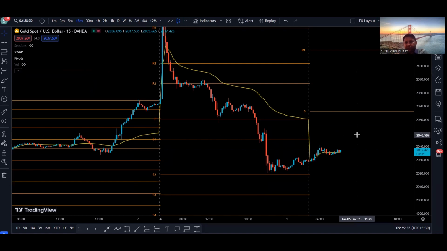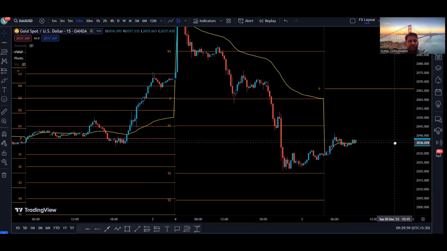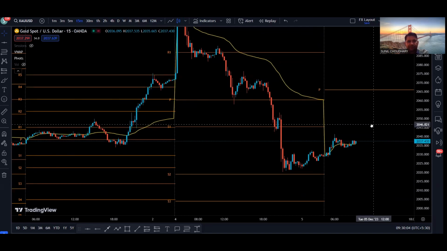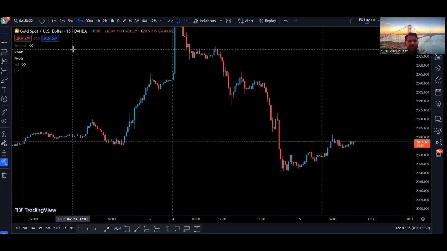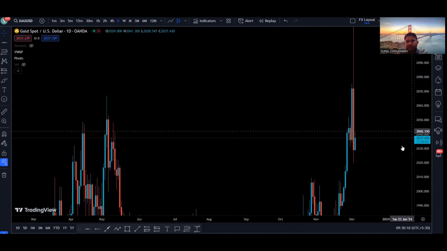So as usual, we will do our analysis and talk about intraday and scalping setups on the gold and GJ, which I'm currently anticipating for today. So we will start our analysis with the gold, and we'll start from the daily time frame.